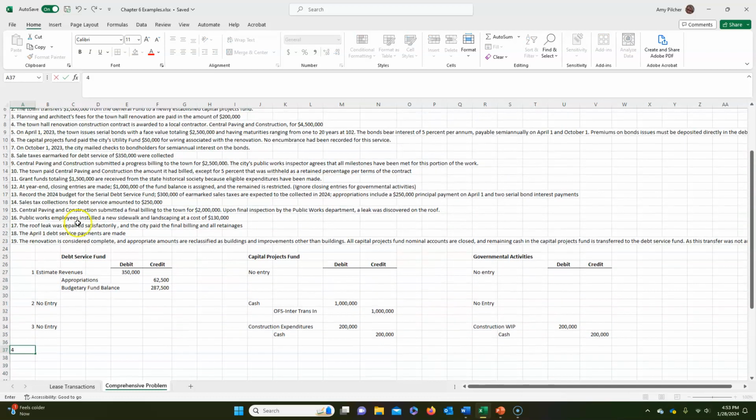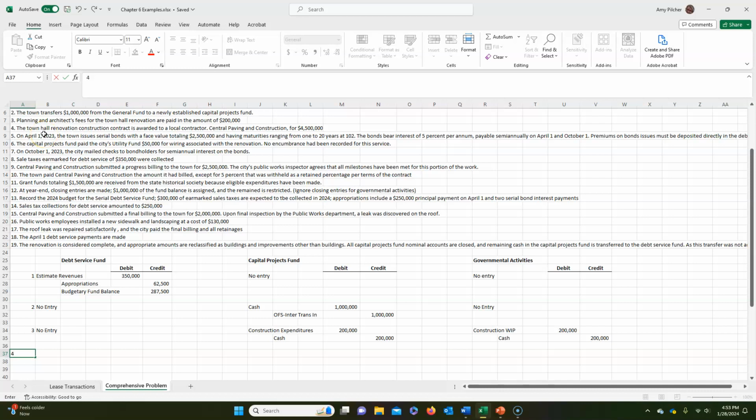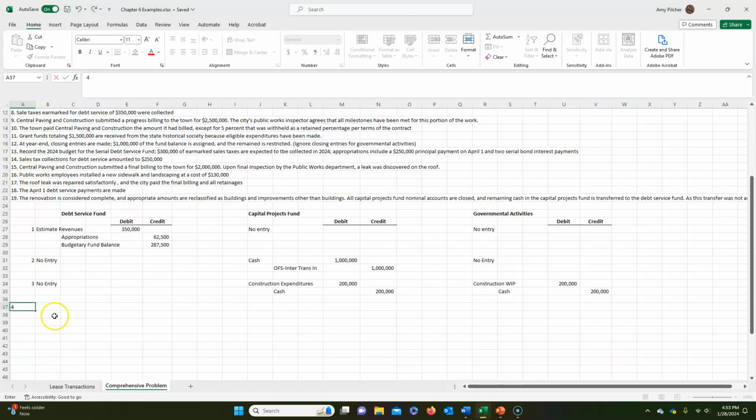Entry 4. So 4, we have the town hall renovation construction contract is awarded to a local contractor, Central Paving and Construction, for $4.5 million. So we have no entry in the debt service fund. And in the capital projects fund, we have now encumbered. So we have an encumbrance of $4.5 million and an encumbrance outstanding of $4.5 million, and there is no entry in governmental activities.